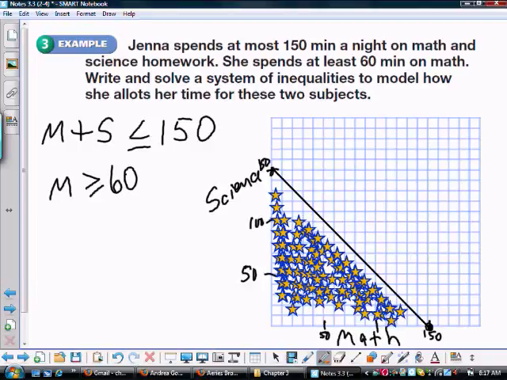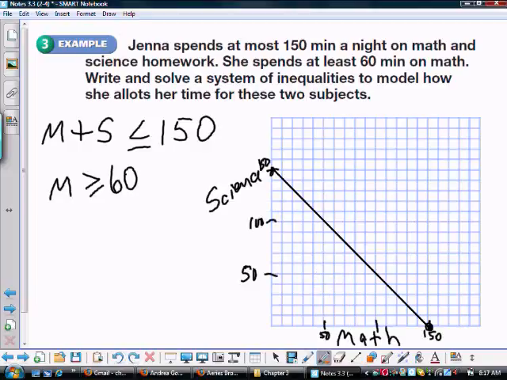But I'm just going to remember that I was shading below because I don't want my diagram to get too messed up at this point. Math is greater than or equal to 60. If I have just the horizontal axis like x equals 60, that is a vertical line at 60. So my M greater than or equal to 60 gets to be a vertical line at 60 on the math axis.